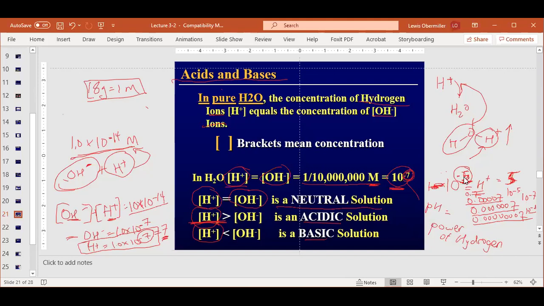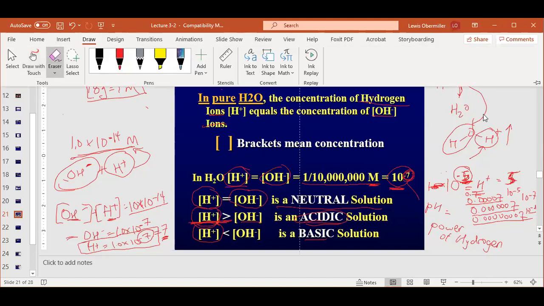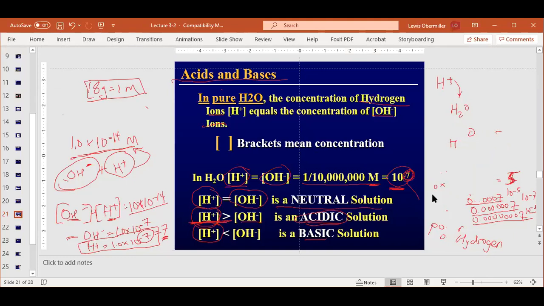Do you guys get that? Yes. So there's more hydrogens, and if there's more H pluses than OH minuses, then it's acidic. So that's why the pH scale is really weird. And I didn't make this up, so don't blame me, but it is confusing. But we can do some examples here.